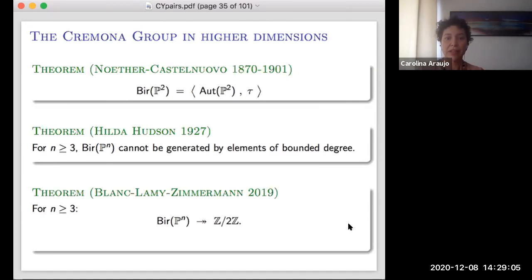However, there are other techniques that can be used to describe this group. Let me just mention this recent theorem of Blanc, Lamy, and Zimmermann that shows that in higher dimensions the Cremona group is still not simple. So they produce several surjective homomorphisms to the cyclic group of two elements. And let me just note that this is very different from the two-dimensional case. So even though the Cremona group in the plane is non-simple, any quotient is non-abelian and infinite. So this is very different from the higher dimensional case.